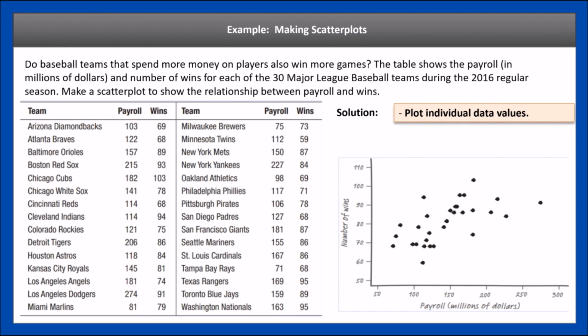All right, so here's our scatter plot. It gives you an idea. So the idea here is that in general, the greater the payroll, the greater the number of wins. Now, this is not true across the board, right? But in general, we do see a trend from the lower left to the upper right. And that indicates that there is some kind of trend in the data set.